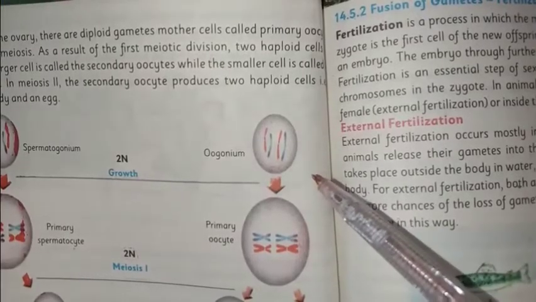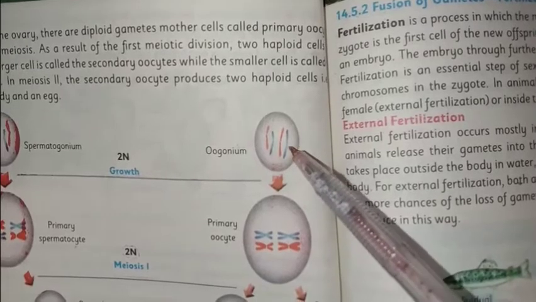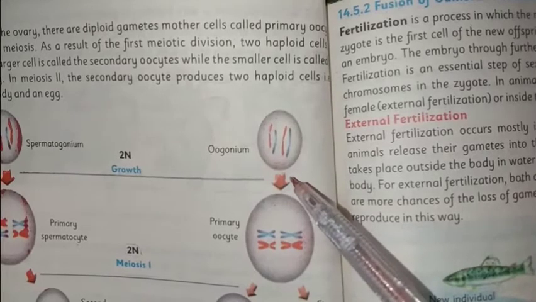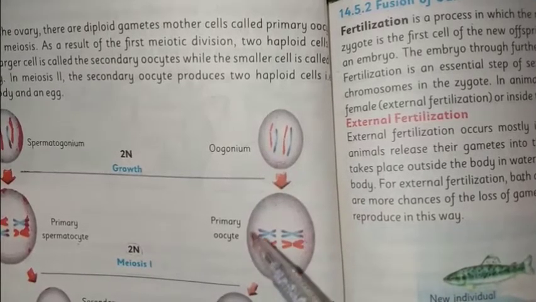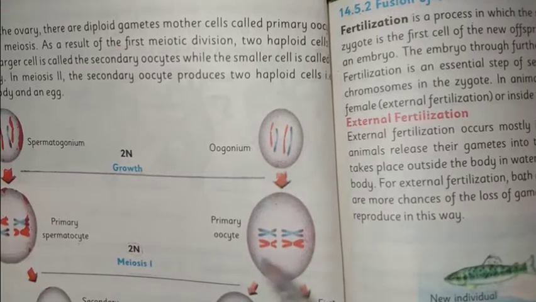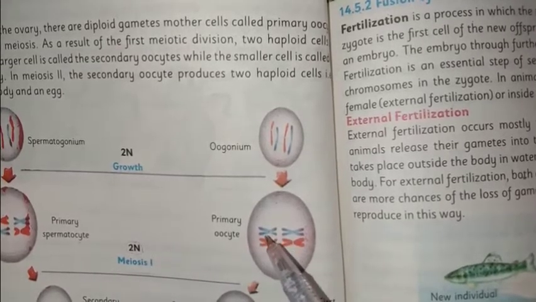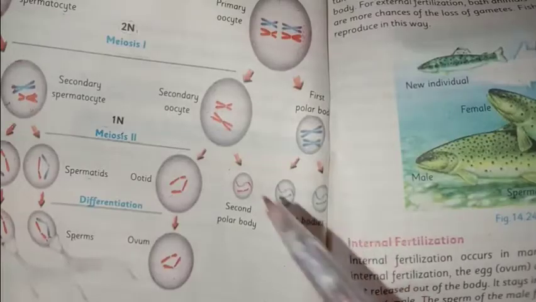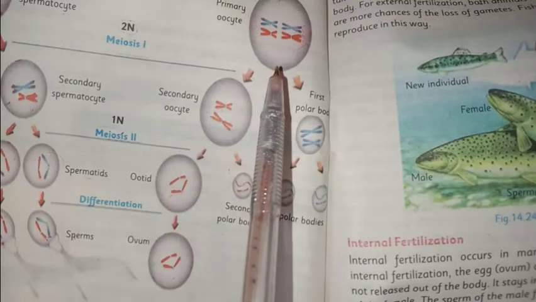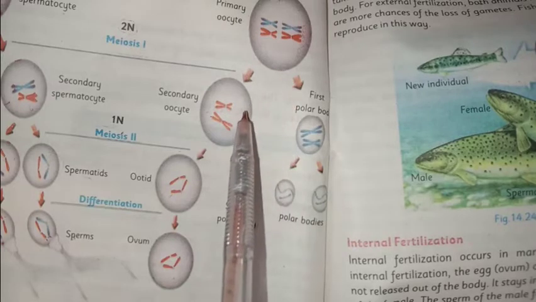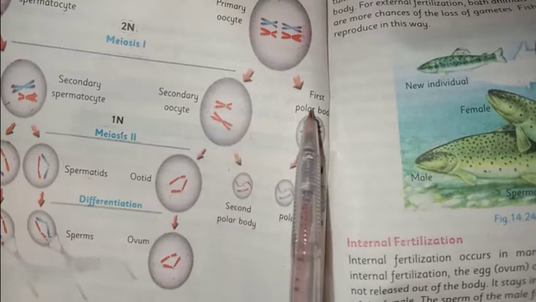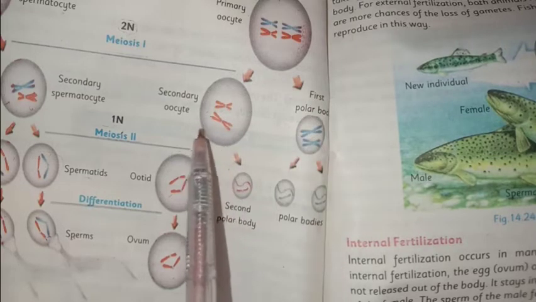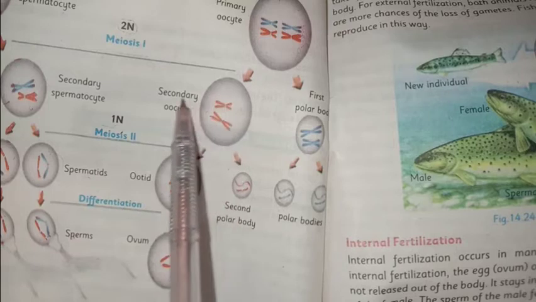The diagram shows oogenesis. This is the mature diploid cell in the ovary called the oogonium. The oogonium matures for reproduction, so it is converted into a primary oocyte. The primary oocyte prepares for meiosis 1. Meiosis 1 takes place. The diploid cell divides into 2 cells. The small cell is called the first polar body, and these are haploid, and the large cell is a secondary oocyte.